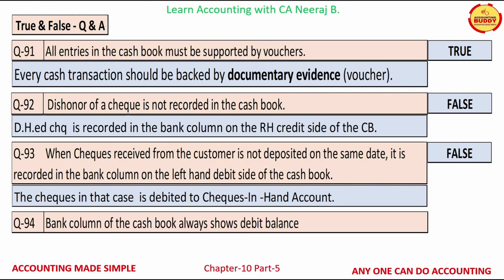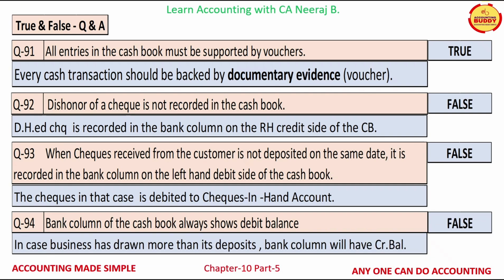Question number 94. Bank column of the cash book always shows debit balance. This is a false statement. In case business has drawn more than its deposits, bank column will have the credit balance.